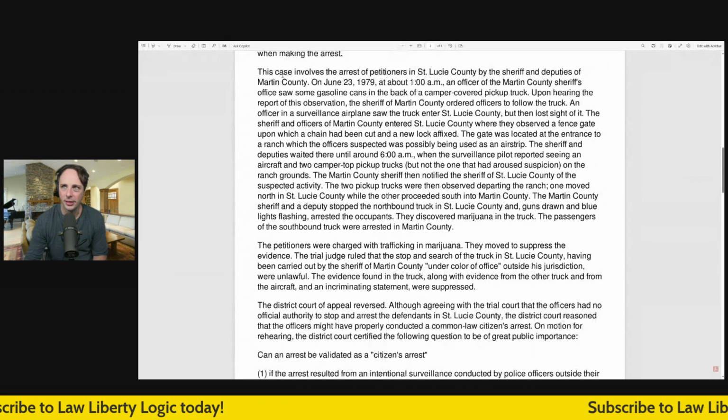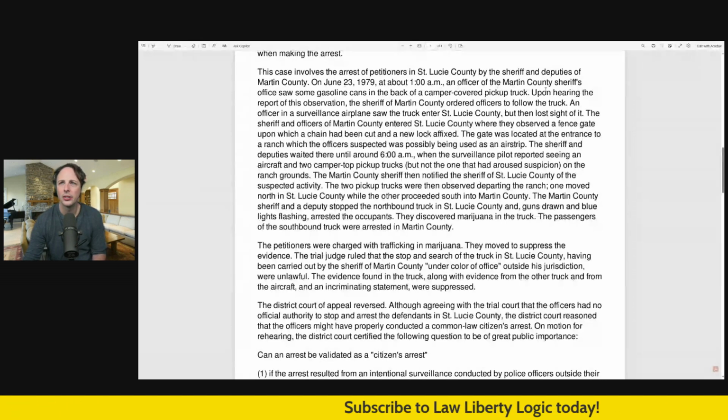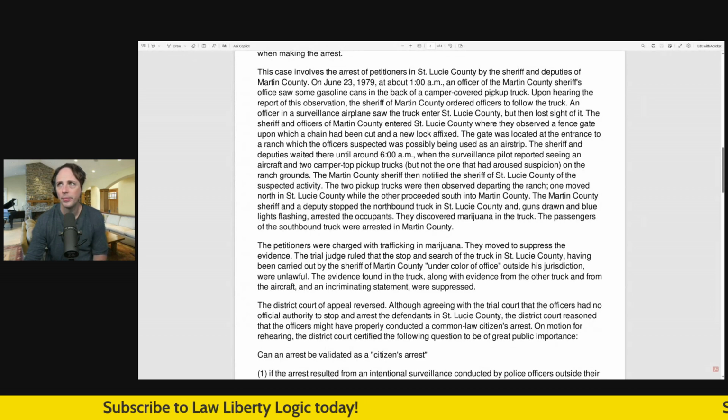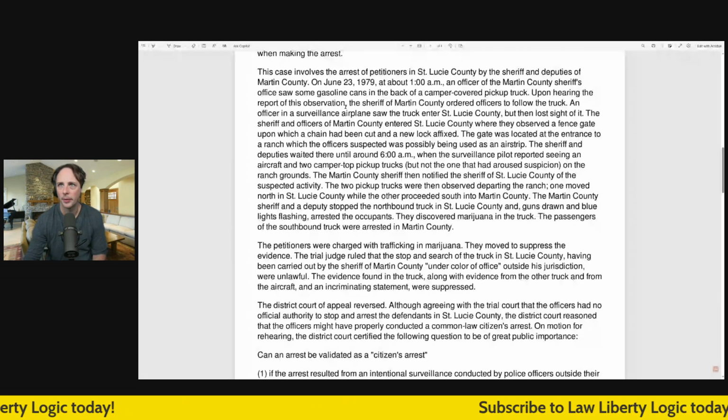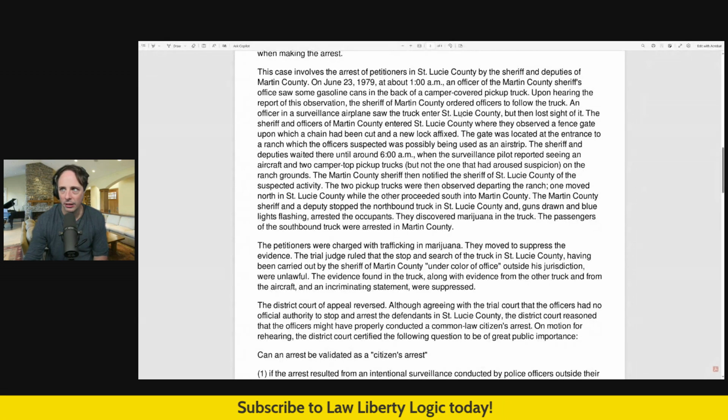On June 23rd, 1979, about 1 a.m., an officer of the Martin County Sheriff's Office saw some gasoline cans in the back of a camper covered pickup truck. Upon hearing the report of this observation, the sheriff of Martin County ordered officers to follow the truck. An officer in a surveillance airplane saw the truck enter St. Lucie County, but then lost sight of it.